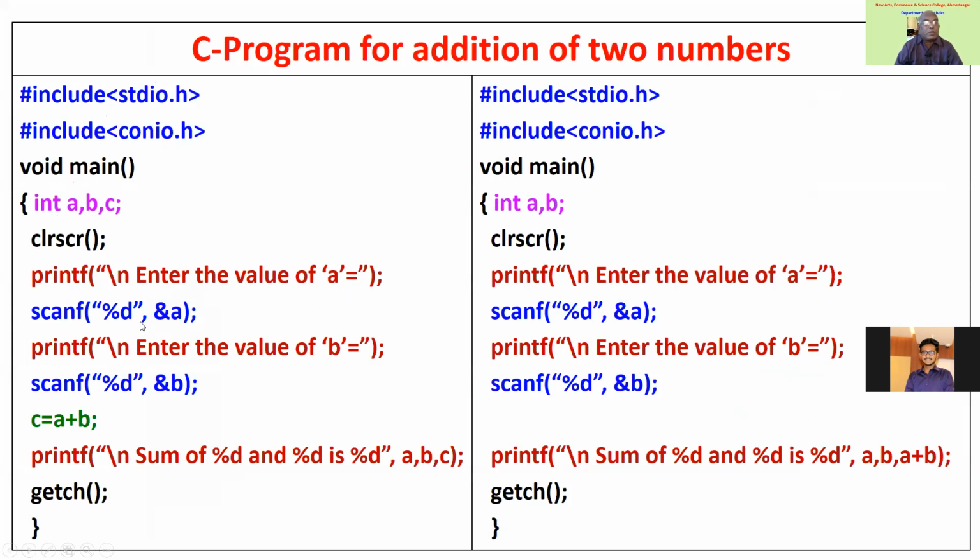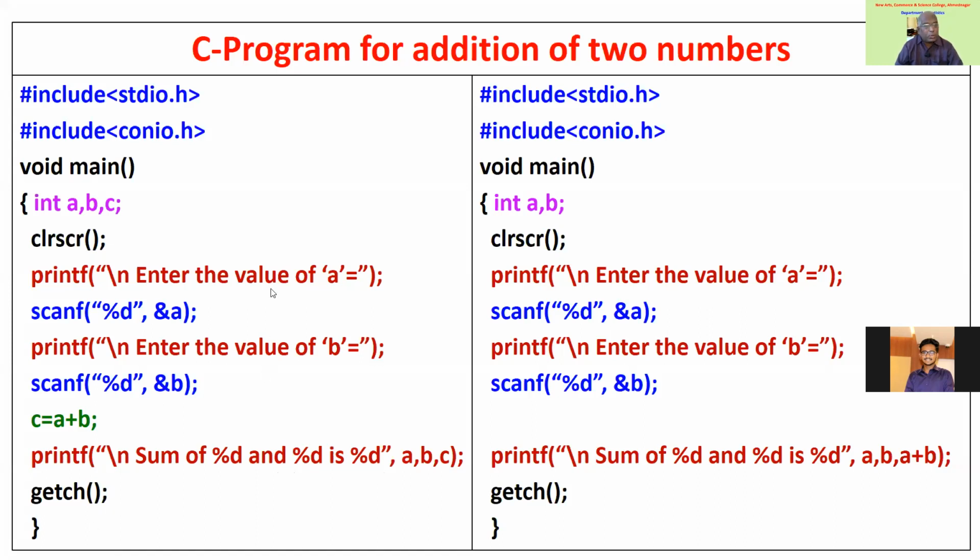of A, then you are entering here an integer value for A. Second message, enter the value of B, here you are entering through the keyboard an integer value for B. Then here you are performing the calculation, C is equal to A plus B, and then again a message, sum of A and B is C, getch. That's all. This is the program.